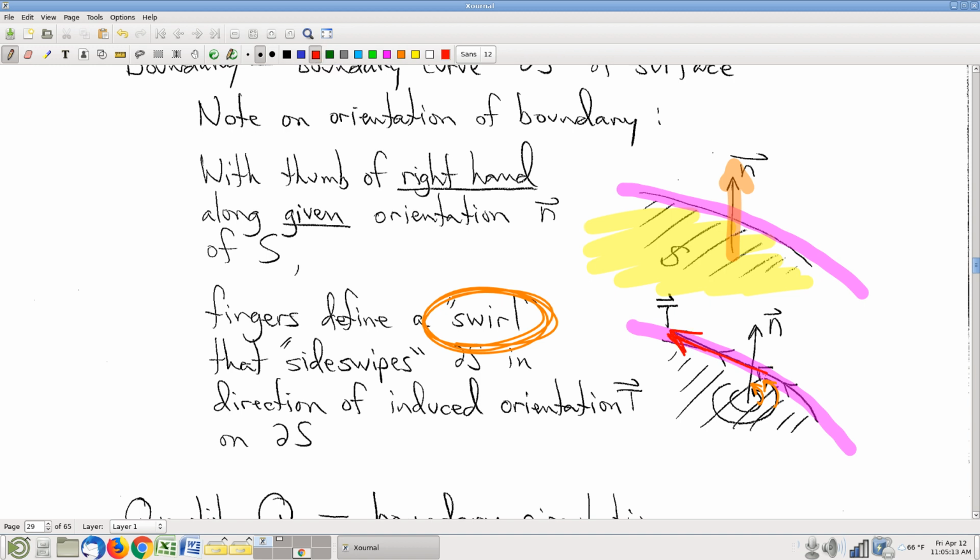That swirl sideswipes up against this boundary that way, not this way. Yep. Does the boundary curve need to be closed, like a loop? Yeah, it's a nice fact about boundary curves that they are all closed. If you think about it, how could a boundary curve end? If the boundary curve ends, then how could it be a boundary? Because the surface would have to kind of go all the way around it or something. Yeah, boundary curves don't ever have ends. Boundary curves are always closed.